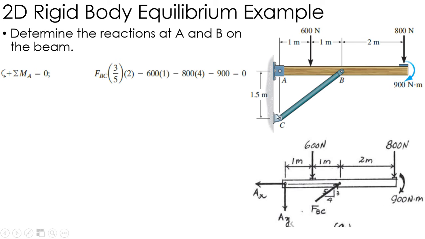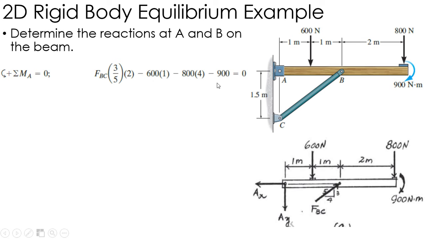Now, the location of that is not important. So you'll note that I don't multiply that times any distance, right? That couple moment is a free vector. It acts basically everywhere on the beam. So I just throw that in there, minus 900. The location's not important. I don't multiply times 4 or anything like that. I just put in 900, as opposed to the forces, where their location is important. I'm taking 800 newtons times 4 meters, or 600 times 1 meter, or 3/5 FBC times 2 meters.